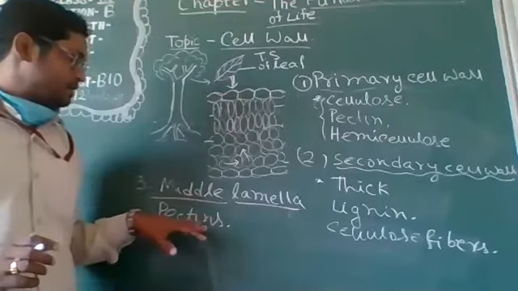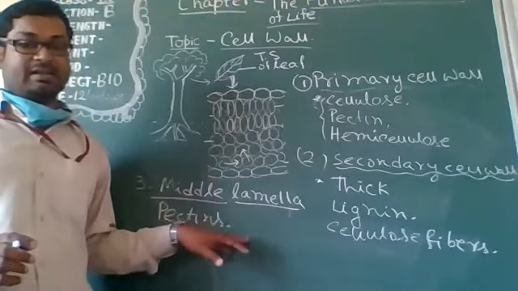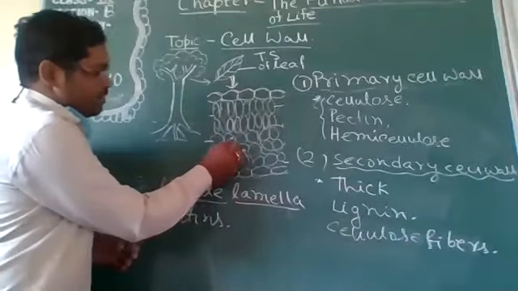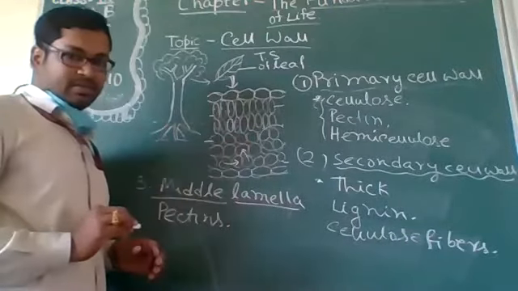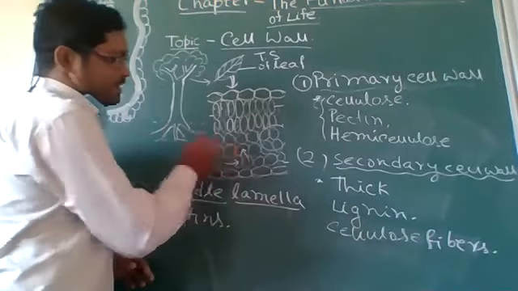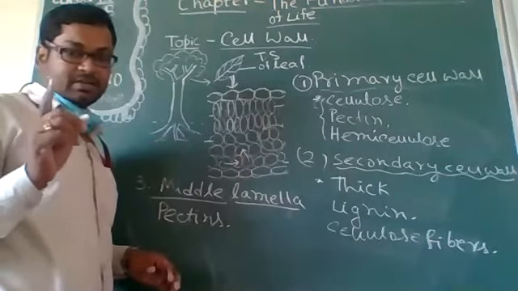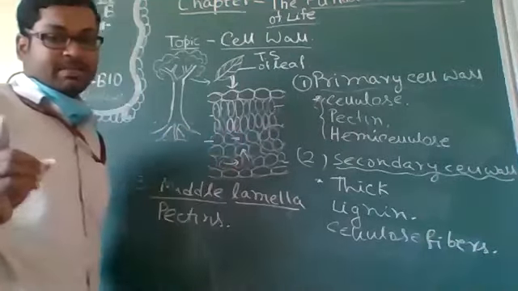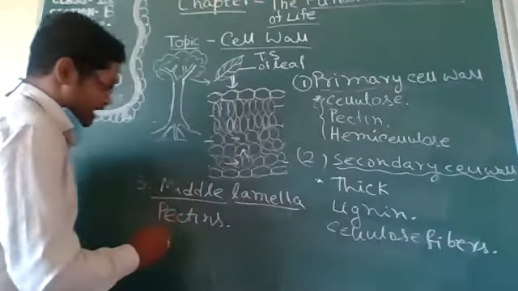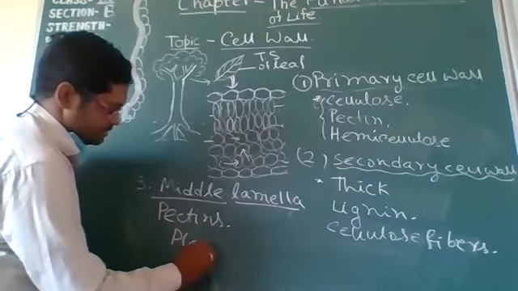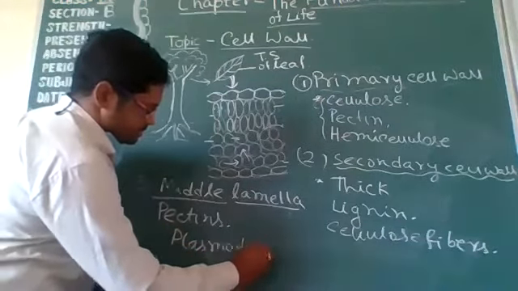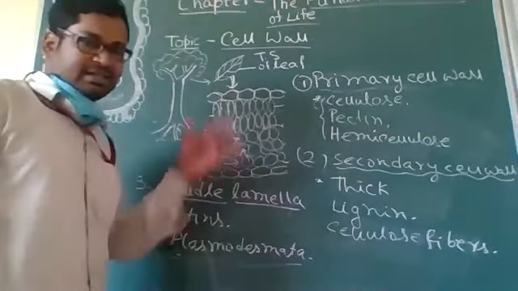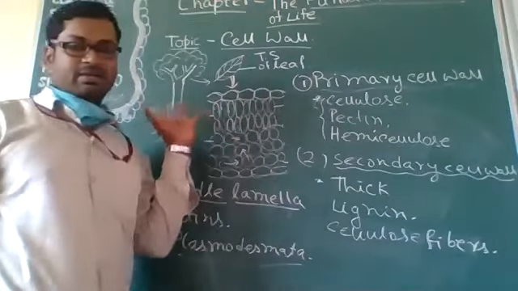The middle lamella contains mainly pectins, and in that middle lamella there are adjacent cells. Adjacent cells means one cell is attached with another cell. They also need to transfer water molecules and minerals, which are transferred through a channel known as plasmodesmata. Clear? That is the structure of the cell wall of plant cells.